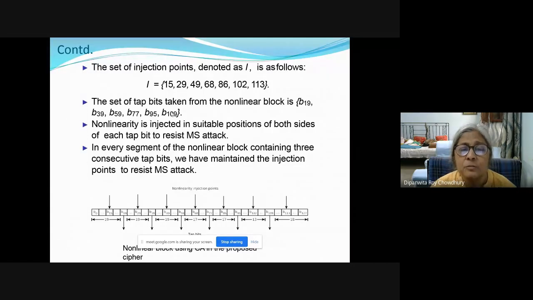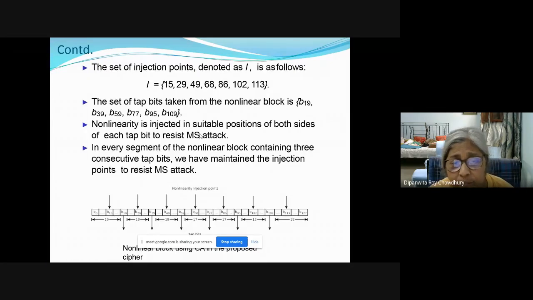Nonlinearity is injected in suitable positions on both sides of each tap bit to resist the MS attack. See, this is again another thing. Actually every line has some analysis behind it. So this is one attack I'll be showing. This is called the Meyer and Staffelbach attack. We have given the name. Actually, this is Willi Meier and Staffelbach; long ago they showed that cellular automata rule 30 can be attacked.